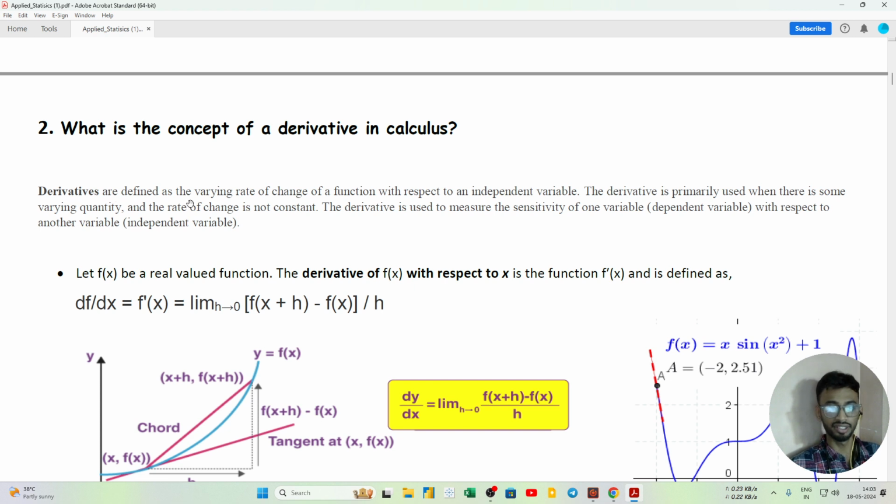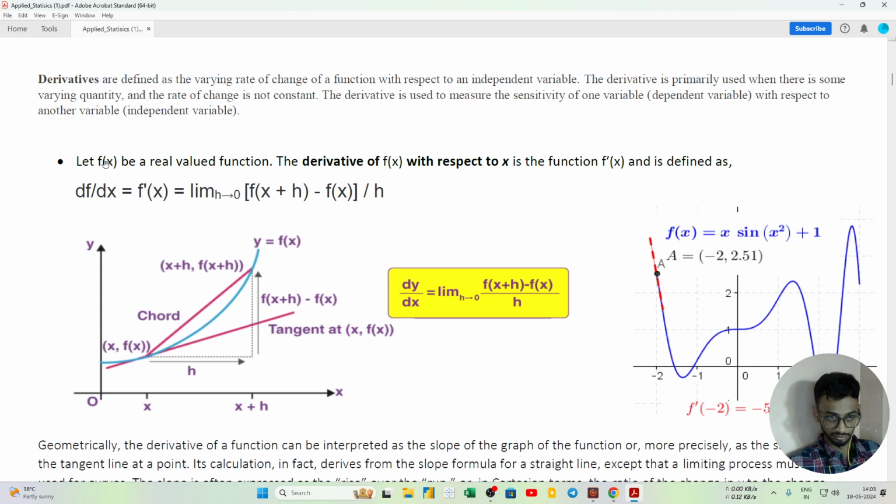Then, what is derivative? Derivative is defined as the varying rate of change of a function with respect to an independent variable. The derivative is primarily used when there is some varying quantity and the rate of change is not constant. The derivative is used to measure the sensitivity of one variable, the dependent variable, with respect to another variable, the independent variable.